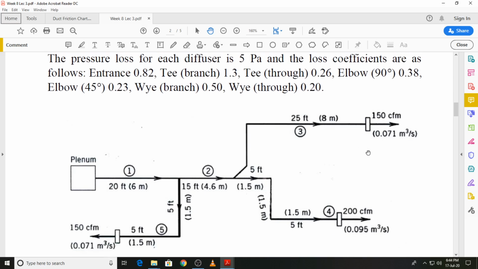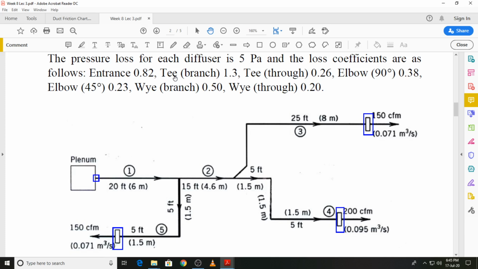If you look at this layout, these are the diffusers that we have. So we have diffusers at 3 locations, and for each of the diffusers the pressure drop is given as 5 pascals. Then we have the loss coefficients for various fittings in the layout, and at the entrance it is 0.82. So this plenum is just a part of the fan assembly, and that is where the air will enter the duct, and again that is where we have a source of minor loss or a dynamic loss.